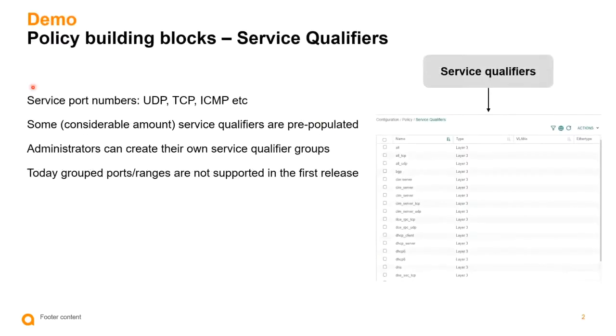So the first building block is service qualifiers. Service qualifiers are nothing more than a UDP or a TCP port number that can be leveraged against a policy to permit or deny a flow. There is a comprehensive list already pre-built into AFC that should cover a lot of scenarios. However, if those port references are not there, the administrator can create their own service qualifier group. So effectively, we can match against any ports, be it TCP or UDP, should we wish to.